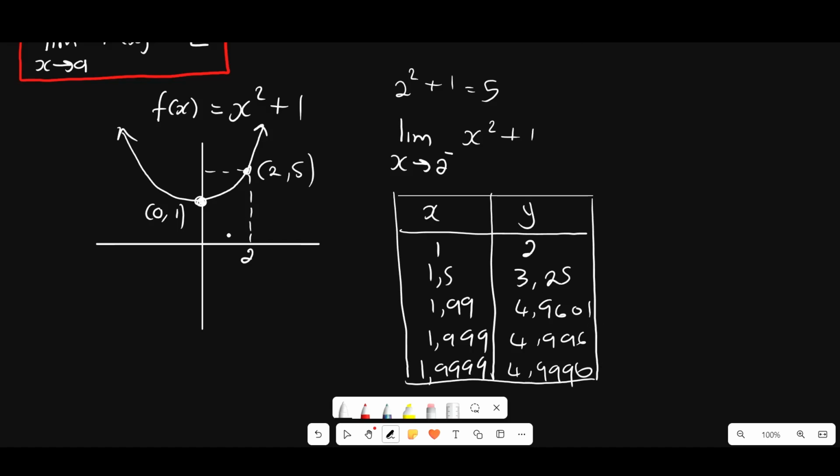So as my x approaches 2 from the left, or from the negative side, what is happening to my y? Well, my y is also approaching, what is the highest value here? Well, if you round this off, this is a very close number to 2. So if I round this to the nearest whole number, that means that I'll get 5. So that means that the limit as x approaches 2 from the left is 5, right?